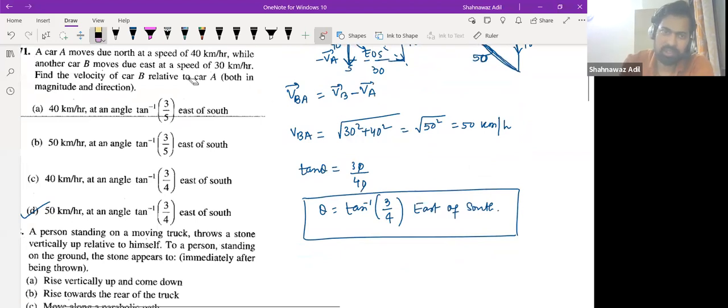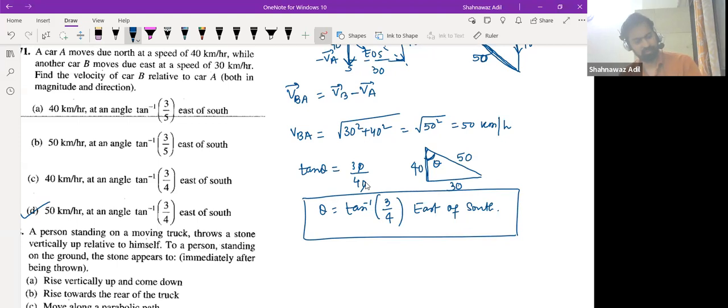This was the angle that we will calculate. So this was 3, this was 4, this was 5, and this was the angle that we will calculate. So tan theta is perpendicular by this. This is 30, right? Noted, Rishita? Yes, sir.